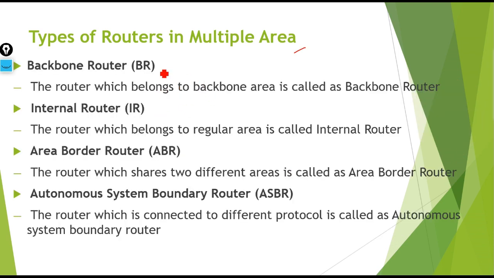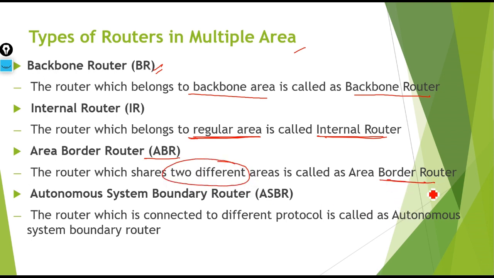See, backbone router, see here. In simple terms, the routers which belong to the backbone area are backbone routers. The routers which belong to a non-backbone area, like a regular area, are internal routers. The routers which connect two different areas are called area border routers, and the routers which connect two different protocols are called autonomous system boundary routers.